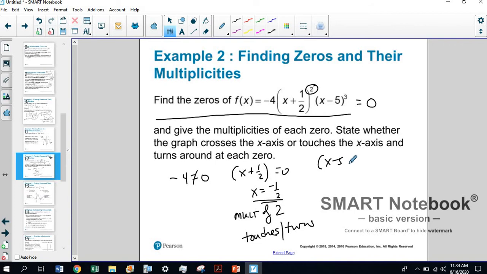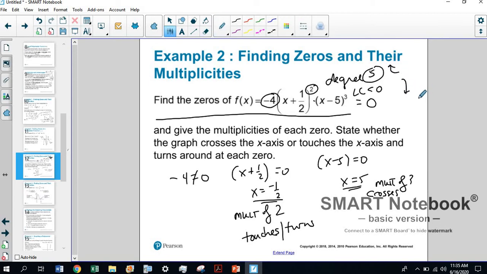Okay? X minus 5 equal to 0 tells me that x equals 5 is another intercept. It has a multiplicity of 3. And so what that means is that it crosses. Okay? So the degree, what's the degree of this polynomial? 2 is the highest power here, 3 is the highest power here, 2 plus 3 because we're multiplying. 2 plus 3 is equal to 5. And we have a -4 out front, and so the leading coefficient is negative. So we go up to the left and down to the right.